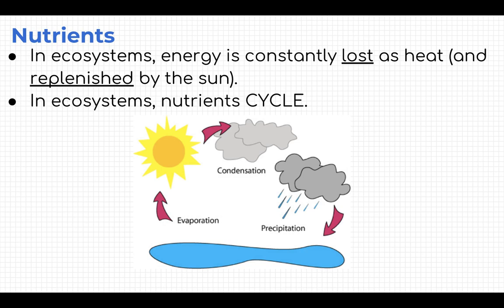Please add this to your notes. In ecosystems, energy is constantly lost as heat, but that energy is replenished by the sun. The sun is shining on us all the time. Thank you, sun. And the energy from the sun is powering the autotrophs at the base of our ecosystems.